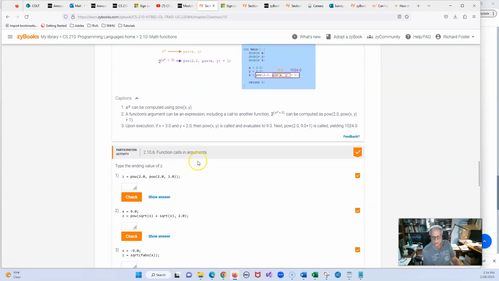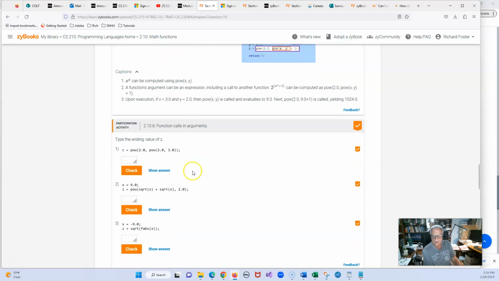And maybe we'll do 1 here. Type the ending of the value of z. Basically, this is telling us we want to raise 2 to something. So let's calculate 2 to the third, which is 8. 2 to the 2 is 4, 2 to the third is 8. So what we need to do is raise 2 to the power of 8.